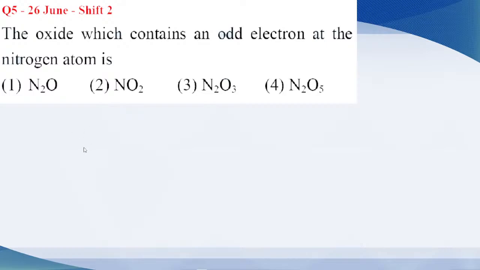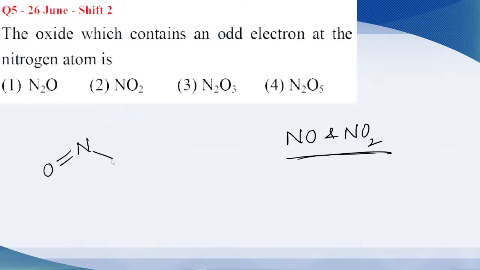NO2. In N2O, NO and NO2, NO and NO2 both are odd electron molecules. Here its shape is like this. In NO2, there is one odd electron. So option 2 is correct. If you go through the limitations of the octet rule, you will get it.